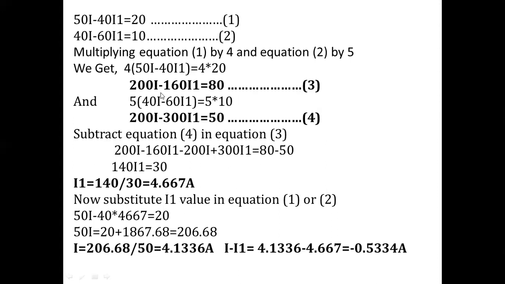So subtracting equation 4 from equation number 3. Subtract 4 from equation 3 now. Equation number 3 as it is: 200i minus 160i1. Here we have to subtract, so it will become minus 200i.